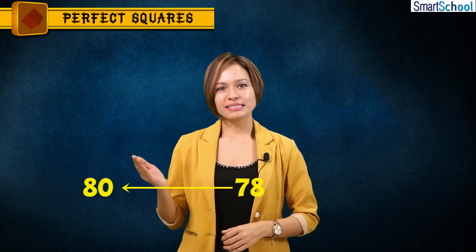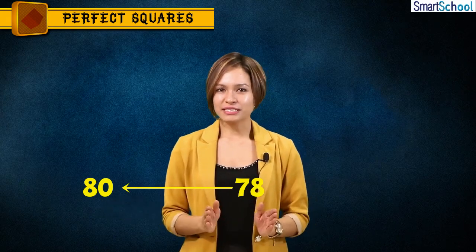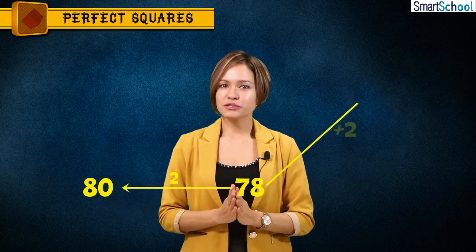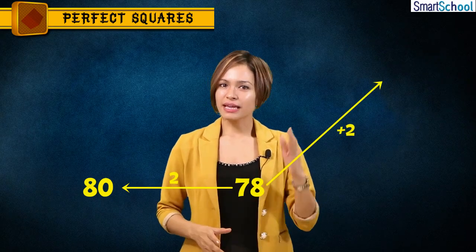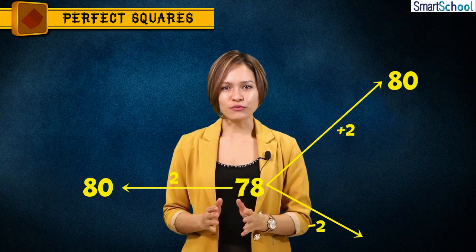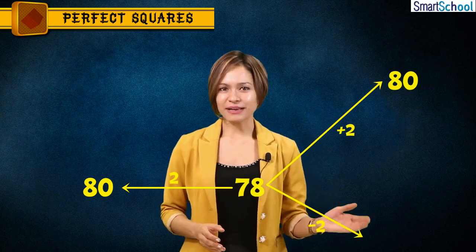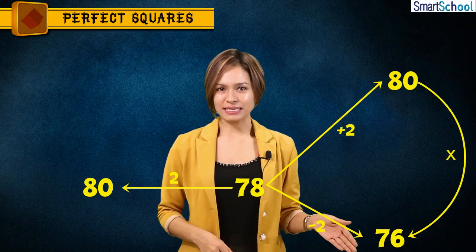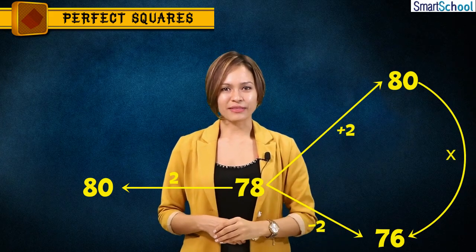Yes, the nearest tens to 78 is 80. So 78 is 2 distance away from 80. Adding 2 to 78, we get 80. Subtracting 2 from 78, we get 76. Now multiply 80 and 76. So how can we multiply them?